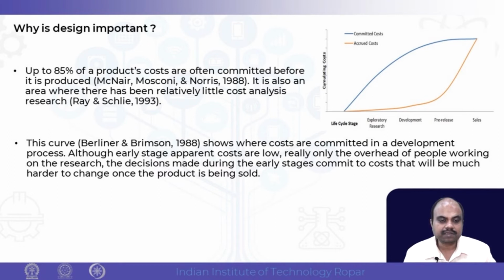Here, researchers Berlin and Brisson in 1998 show that the product costs at the early stage are relatively low, really only the overhead of the people working on the research. The decisions made during the early stage commit to costs that will be much harder to change once the product is being sold. Sometimes there are a lot of issues in the product, and it is difficult to take it back and modify it. So we should give more importance to the product design itself.